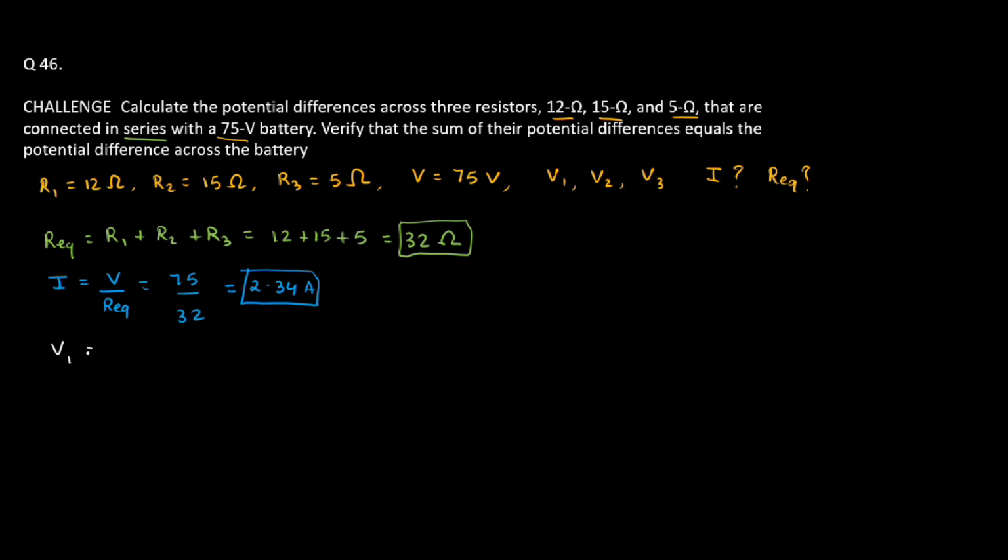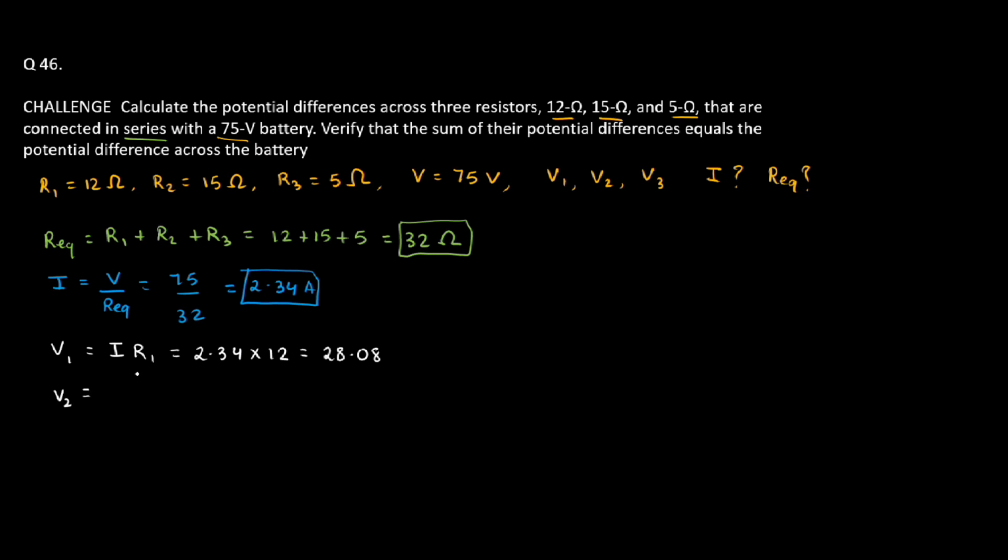V1 will be a product of current with resistance 1. The potential difference across resistance 1 will be a product of current times resistance 1. So current is 2.34 times 12. That will give me potential difference across V1 as 28.08.